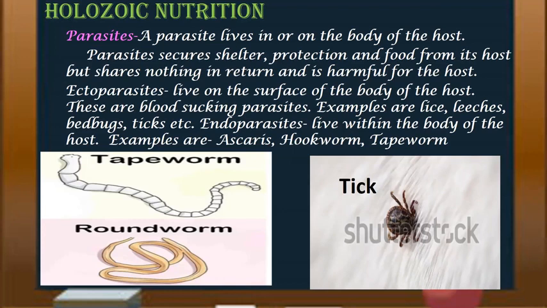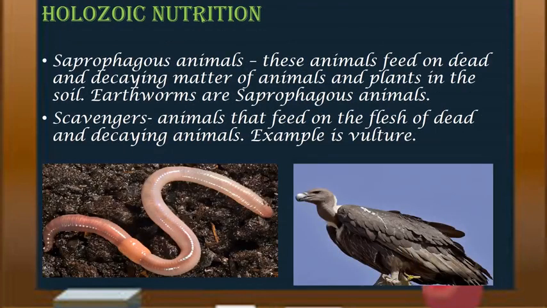Endoparasites. The parasites that live within the body of the host. Examples are ascaris, hookworm, tapeworm, roundworm, etc. Saprophagous animals. These animals feed on dead and decaying matter of animals and plants in the soil. Earthworms are the examples of saprophagous animals. Scavengers. Animals that feed on the flesh of dead and decaying animals. The example is vulture. These all animals show holozoic mode of nutrition.